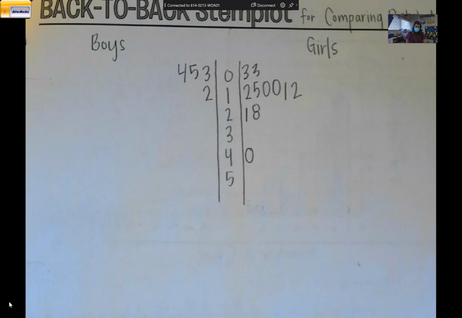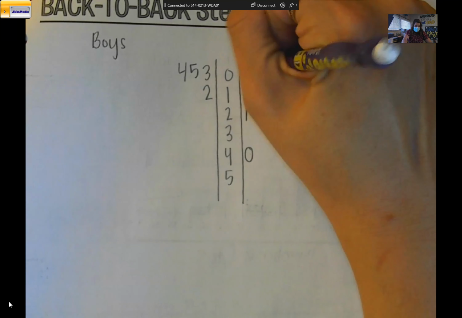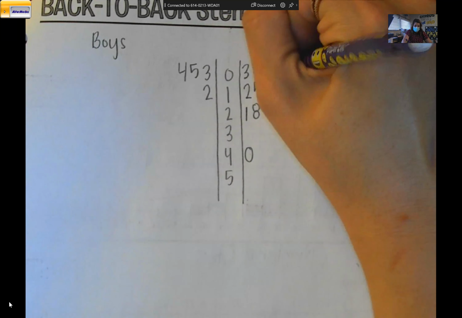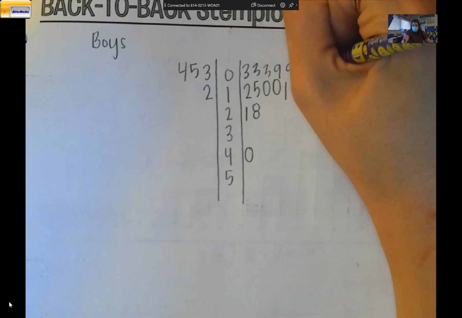So just so that we can get a better picture, I'm now going to add on the data from the other two stats classes that I have. So these are from 1A and 2B. So let's start on the girls' side again. So 3, 9, 9, 5, 8.